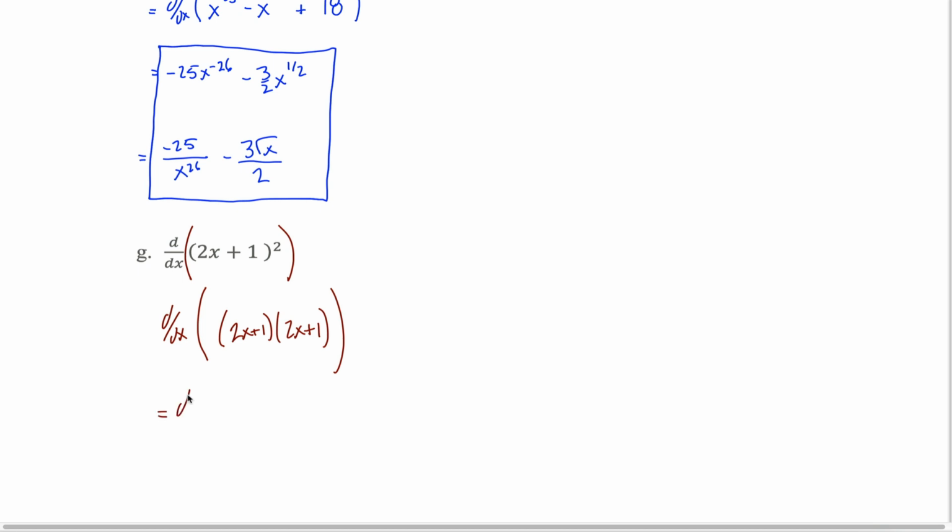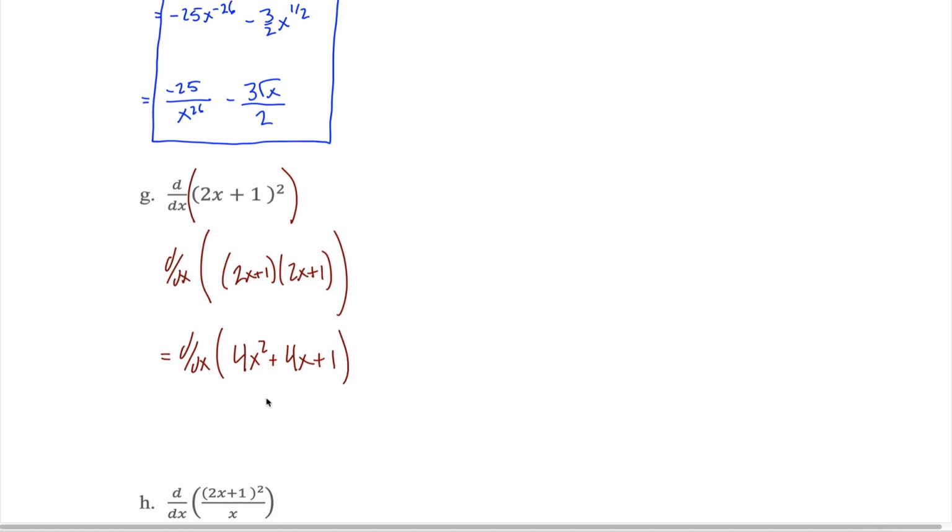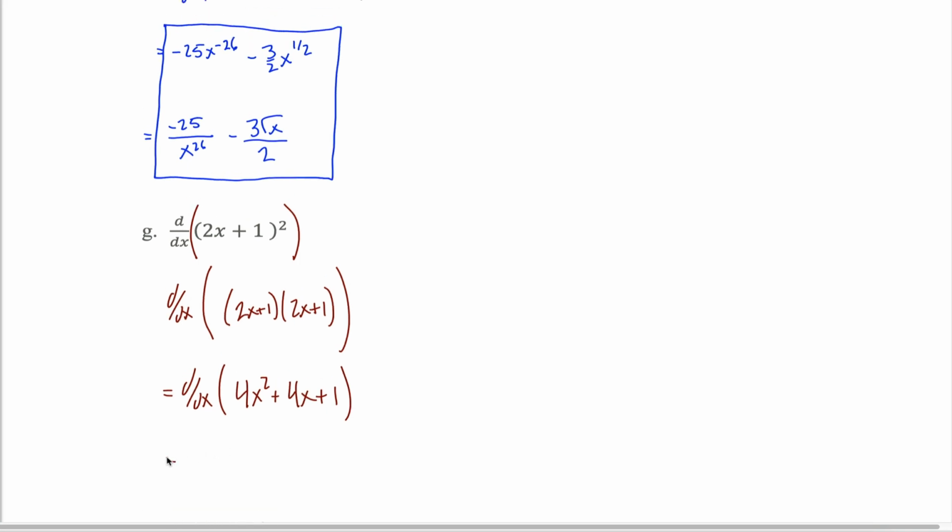Expand this. We're still not doing any calculus at all. We're just rewriting 2x plus 1 squared as 2x plus 1 times 2x plus 1, which we can then FOIL to get 4x squared plus 4x plus 1. All of a sudden, this problem went from a hard, tricky thing to something super easy. The derivative of 4x squared plus 4x plus 1, I mean, you probably don't even want to show any steps at this point. That's 8x plus 4 and we're good.